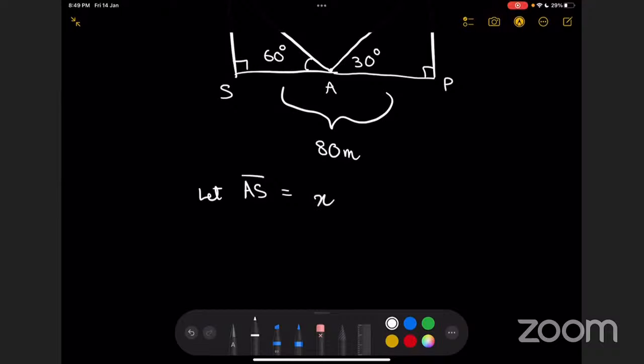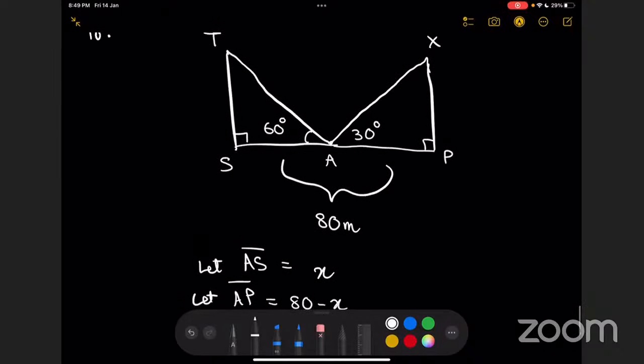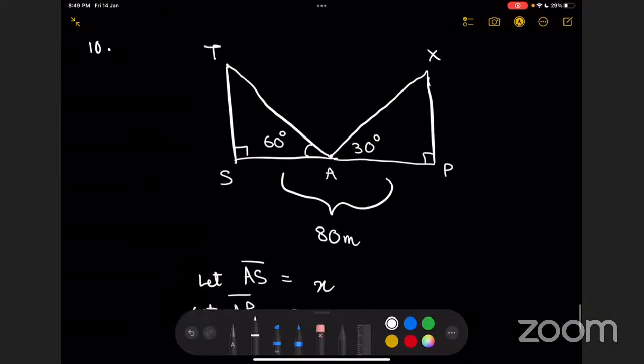Let AS be x, and then AP is 80 minus x. So now we know both of those. We need to find out the height of the poles. Both of these are perpendiculars. These are the bases for the respective right angle triangles, and these are the hypotenuse. Right, so we need to find P.